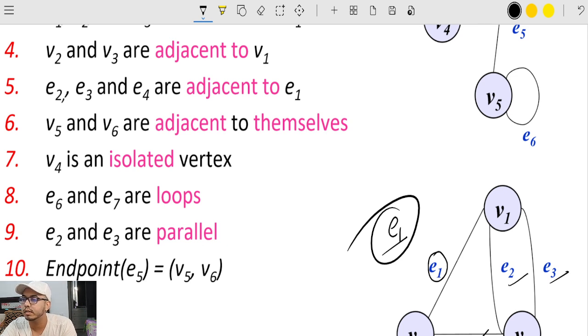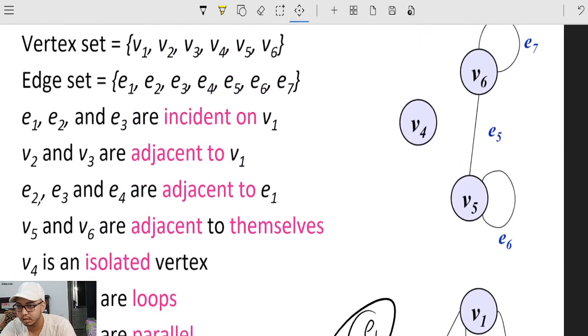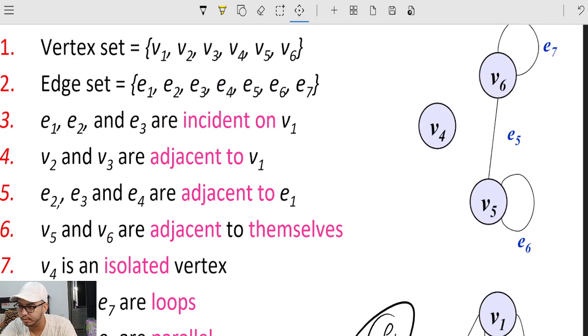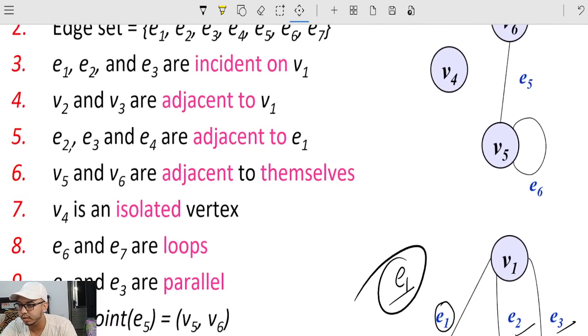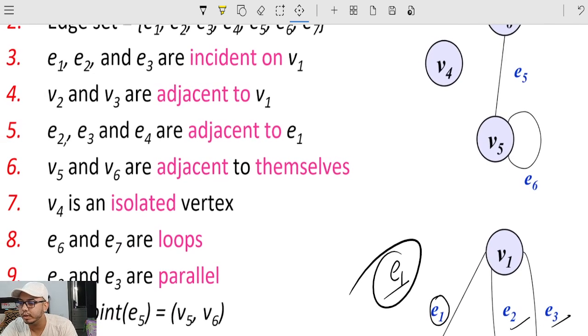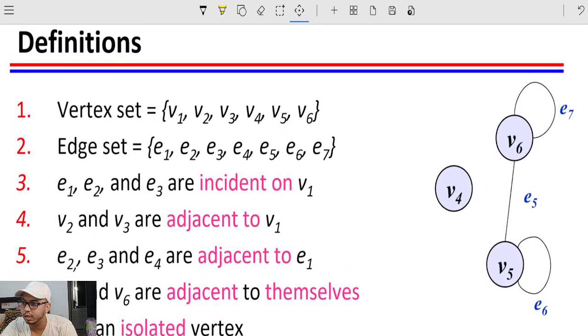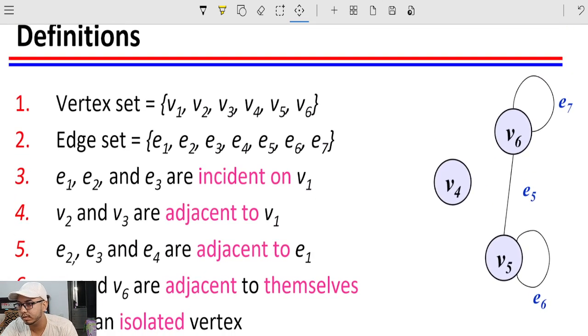V5 and V6 are adjacent to themselves, and V4 is an isolated vertex, and E4 and E7 are loops, and E2 and E3 are parallel edges, and the endpoints are V5 and V6. So these are some definitions of vertices and edges, and which are adjacent and isolated. V4 is isolated because it is alone. Nobody is connected to V4.